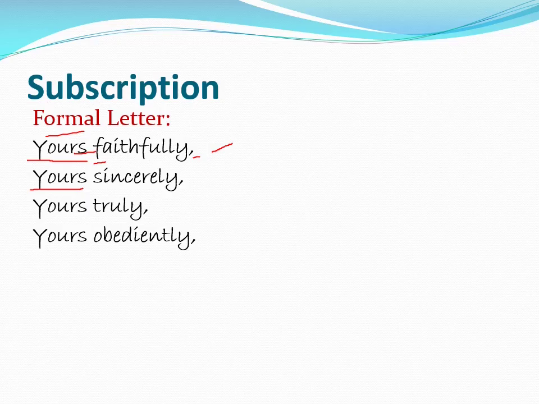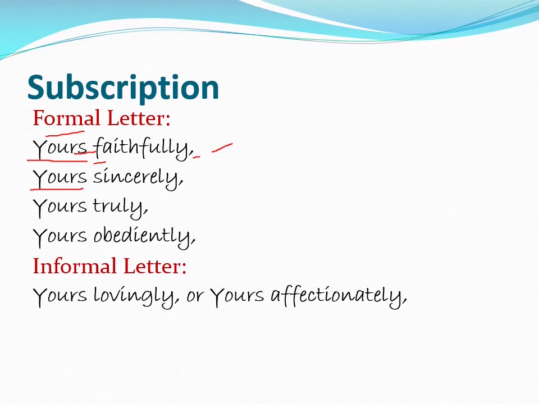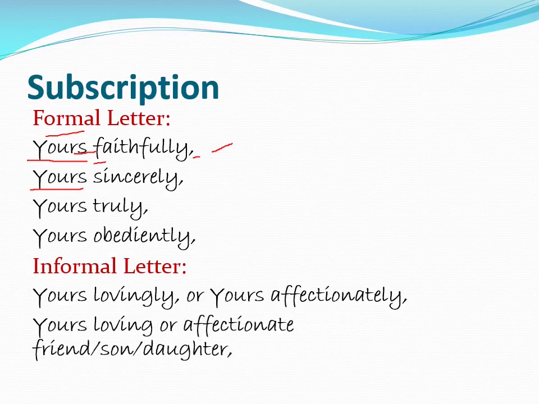Next, informal letters. The subscription of the informal letter is, generally we know, yours lovingly, or you can write yours affectionately. In another way, you can write yours loving friend, yours loving son, yours loving daughter, or yours affectionate friend, yours affectionate son, or yours affectionate daughter also. These are the important subscriptions of the formal letter and informal letter.